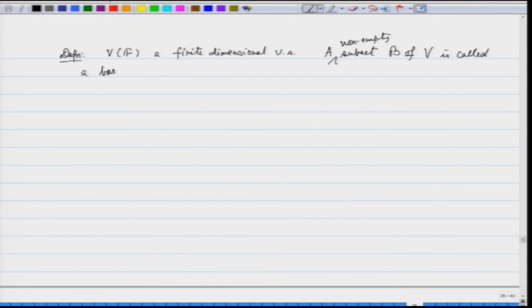Fine. Now, what is the definition of a basis? So, let me write. V over F, a finite dimensional vector space, fine. A non-empty subset B of V. I can talk of the empty set also, but that is for the 0 vector, and I do not want to get into that part. A non-empty subset B of V is called a basis of V over F if B is a maximal linearly independent subset of V over F.